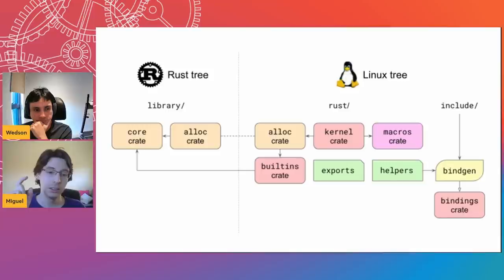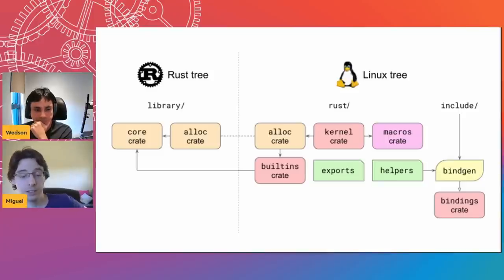But right now, there is an exception in that we copy the alloc crate into the Linux kernel tree, a subset of the alloc crate, because we need a few new methods and perhaps in the future modifications. We have to see. So what we do is we keep it in sync with changes with upstream. But in the future, ideally, we will be able to use alloc, the vanilla alloc, if you will.